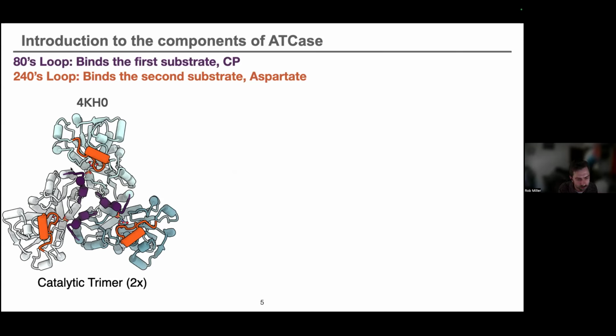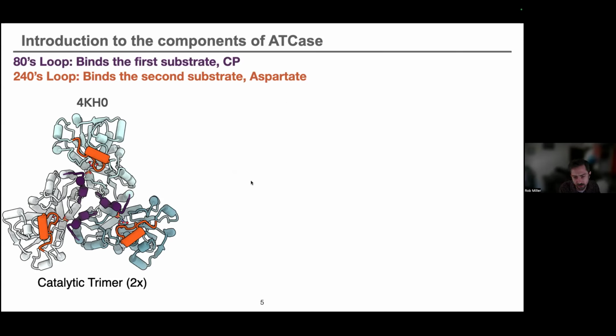The first is shown in the shade of purple, known as the 80s loop, and it is known to undergo a conformational change as it binds the first substrate, carboxyl phosphate, or CP. And the second, shown here in orange, is known as the 240s loop, which is known to be responsible for coordinating the second substrate, aspartate. And ATCase binds its substrates in this ordered fashion, first CP and then aspartate.